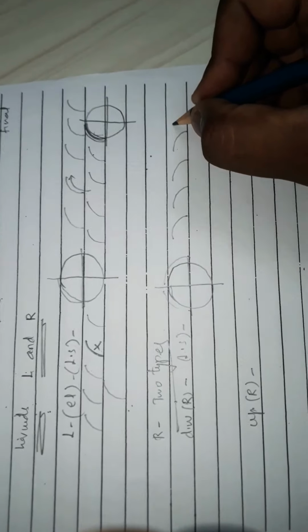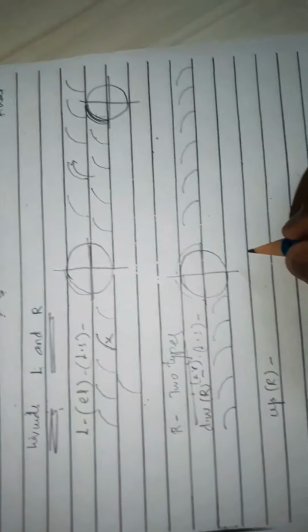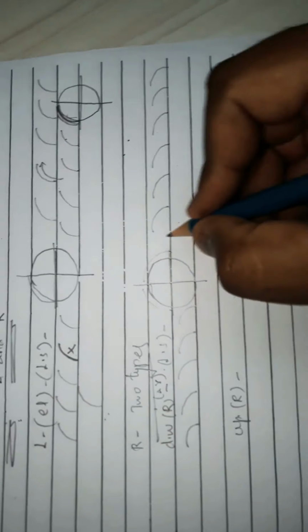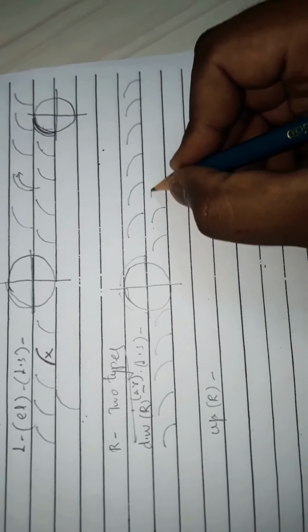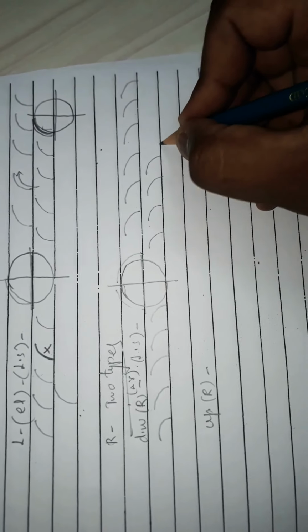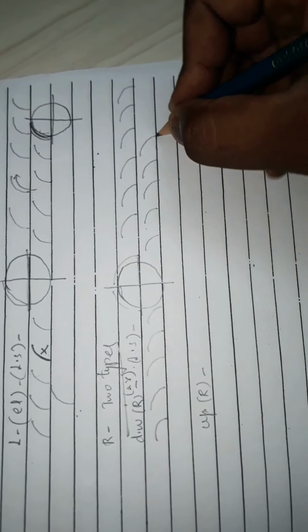Downward R, downward R. I forgot to tell, the pronunciation for this is R. So while practicing, you should pronounce it as R, or else you can call it downward R and practice downward R. It should touch the line. Start from here, touch the line. Downward R. Done.